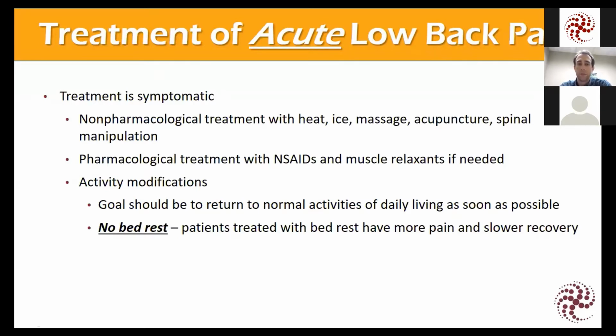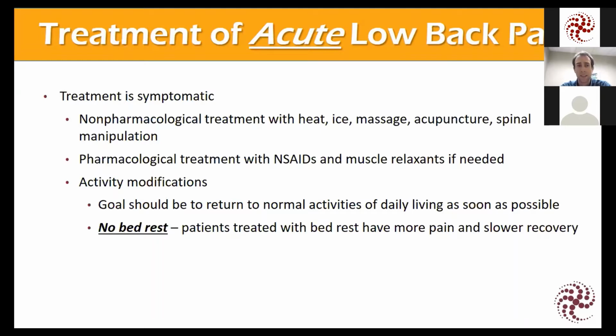Now, we start to treat acute back pain with safe interventions first. We usually start with heat, ice, rest, massage, acupuncture, and spinal manipulation, which are all very safe interventions. If that's not providing satisfactory relief, sometimes we'll add medications: NSAIDs, so non-steroidal anti-inflammatory drugs, or muscle relaxants can also be helpful to give some symptomatic relief. And then also activity modification, so avoiding activities that are painful while your body's healing from your injury.